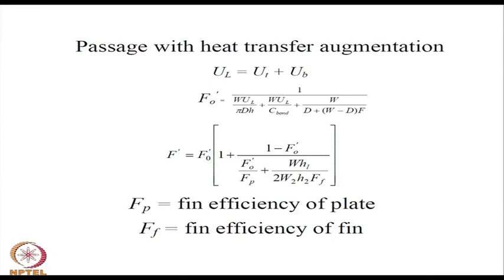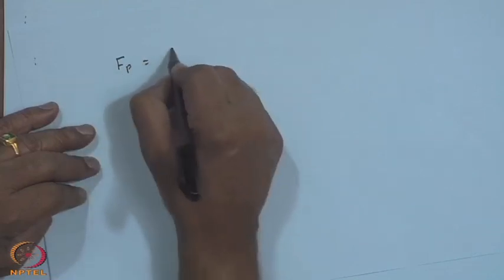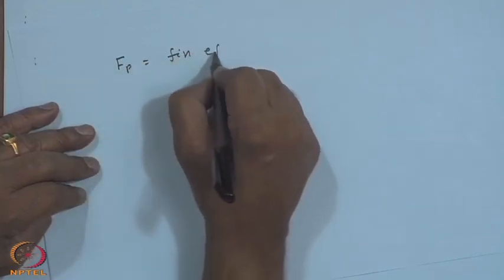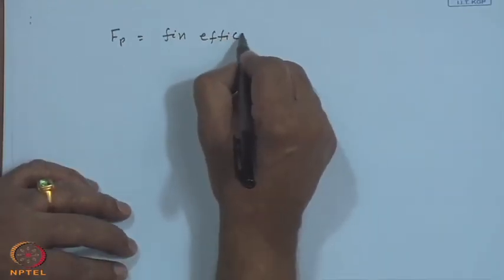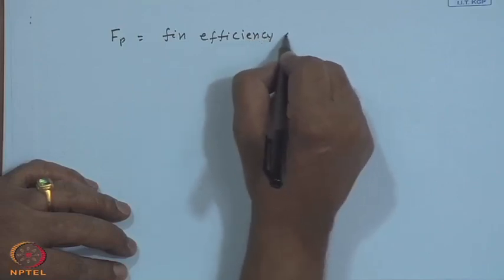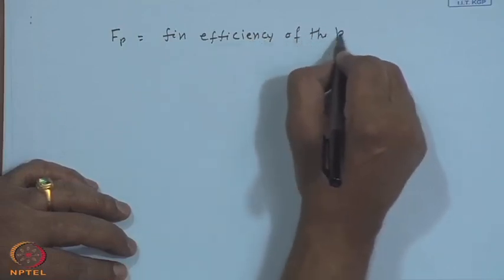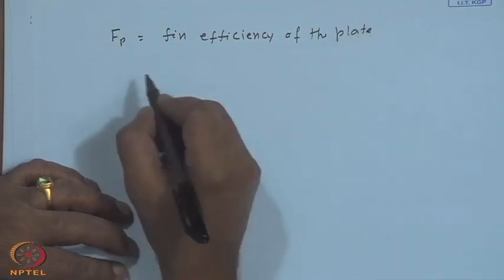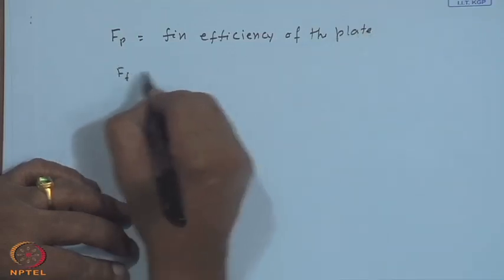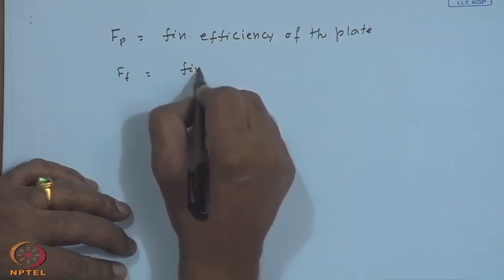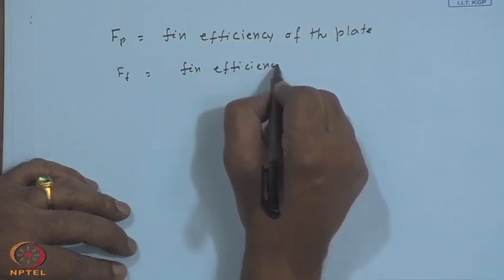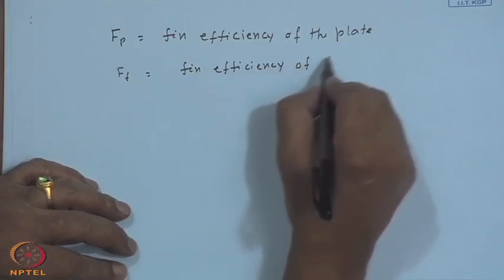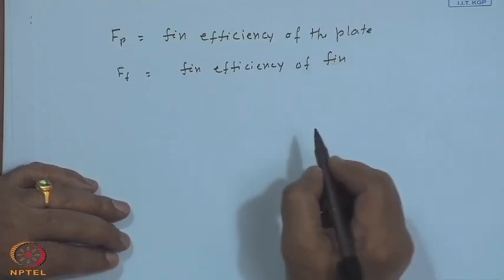And you have two fin efficiencies here: F p, the fin efficiency of the plate, and F F, the fin efficiency of the fin. It is a superfluous term, but we have no alternative. So, this is the fin efficiency of the fin.